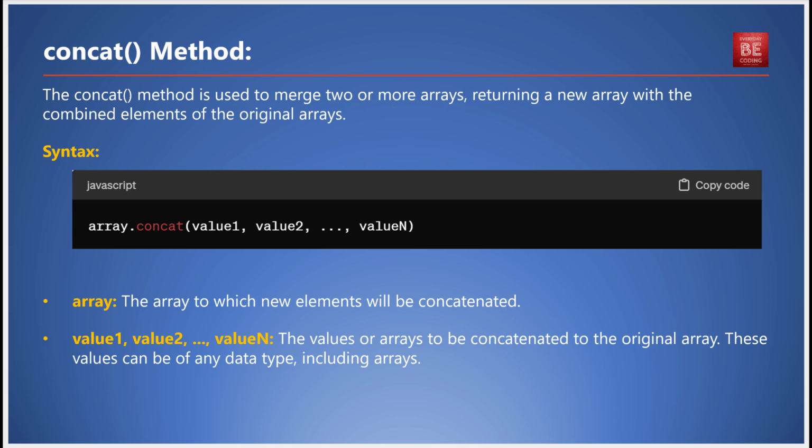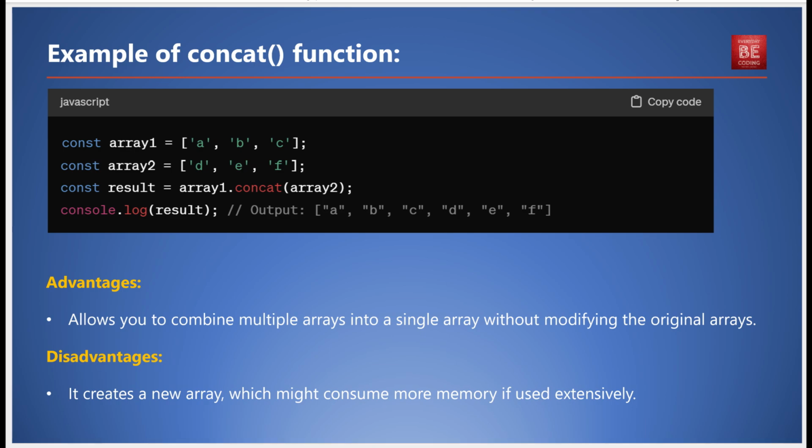Next, we have the concat method. This method merges two or more arrays, returning a new array with the combined elements of the original arrays. The syntax is array.concat(array1, array2, ..., arrayN). The arrays to be concatenated are optional. Here's an example of concat in action.